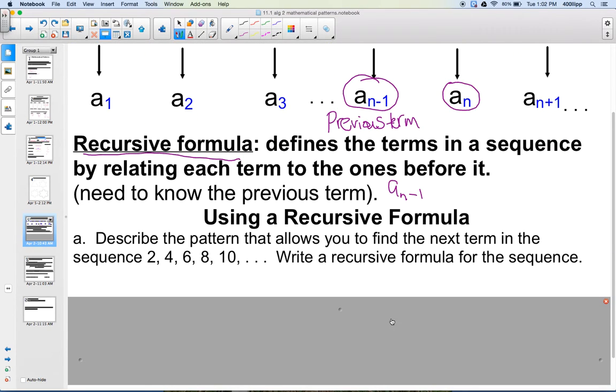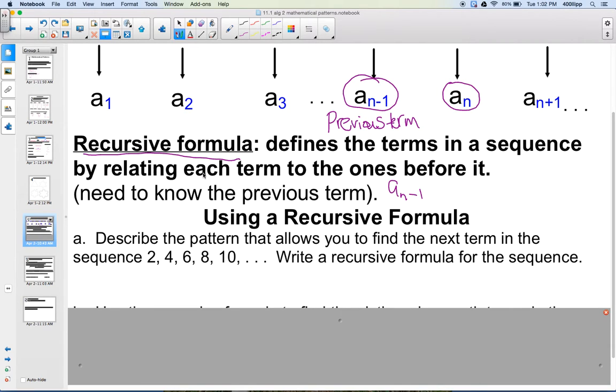All right, so let's take a look here. The first thing is it wants us to describe the pattern that we see here. The sequence 2, 4, 6, 8, 10, that should be pretty obvious as to what's going on. We should see that each time we are adding 2 to the previous term. That's what we're doing here. We're adding 2 to the previous term.